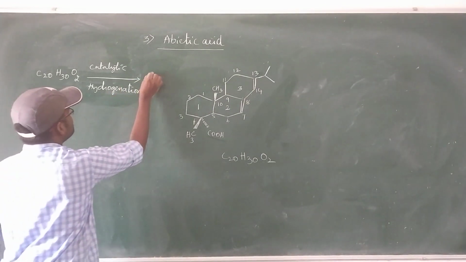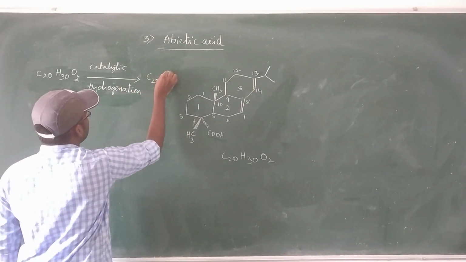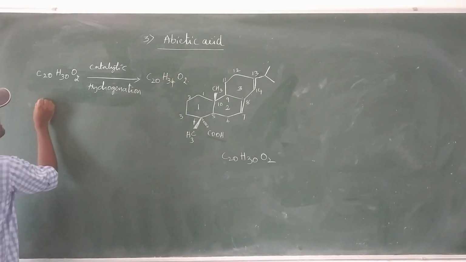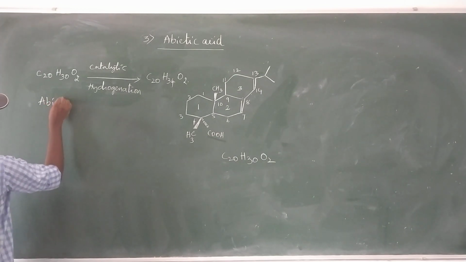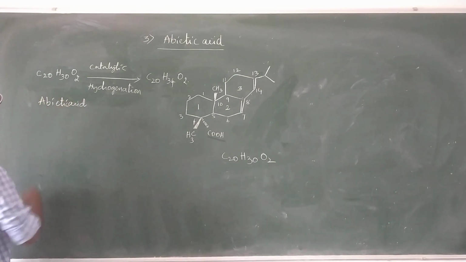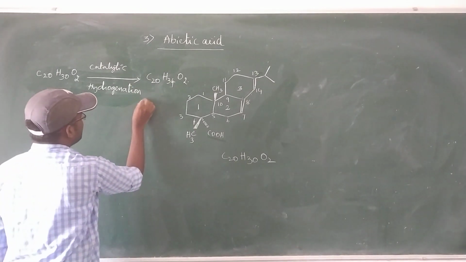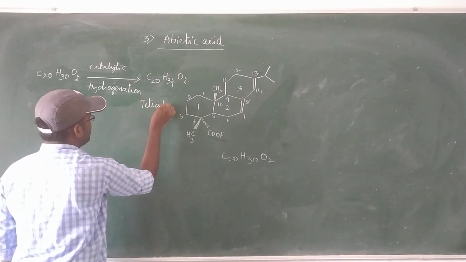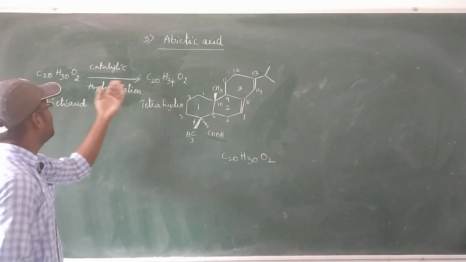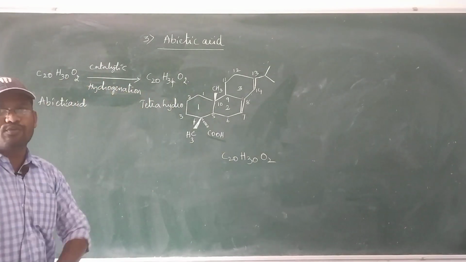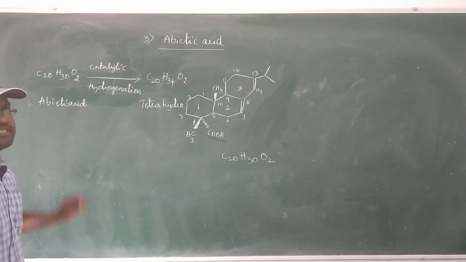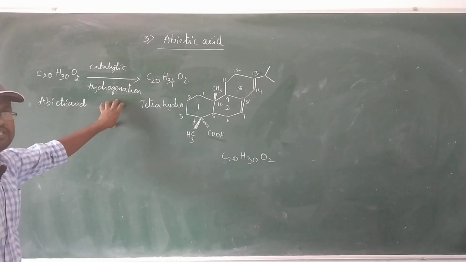We get C20H34O2. This is tetrahydroebitic acid. Ebitic acid is converted to tetrahydroebitic acid, indicating 30 is converted into 34. 4 hydrogens are added to ebitic acid in the catalytic hydrogenation reaction.